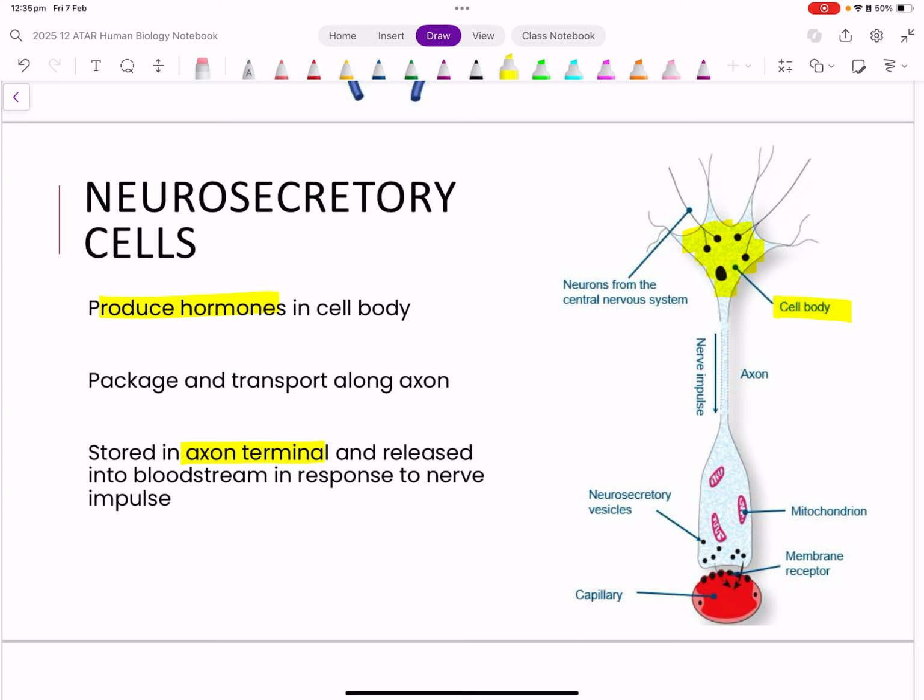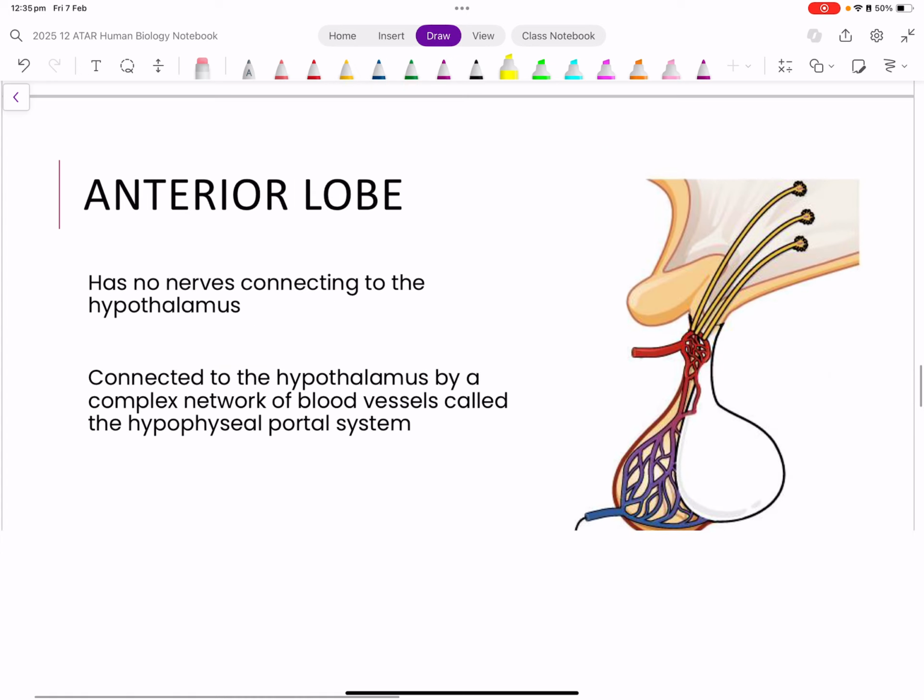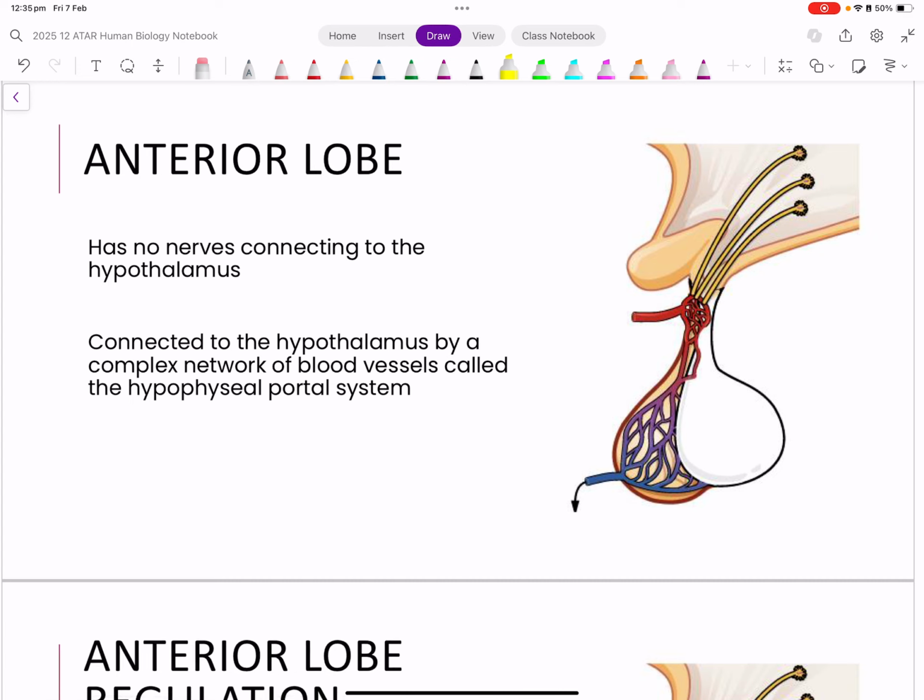This occurs due to a nervous or neural stimulation. So let's talk about the anterior lobe. The anterior lobe has no nerves, okay? No nerves connecting to the hypothalamus.